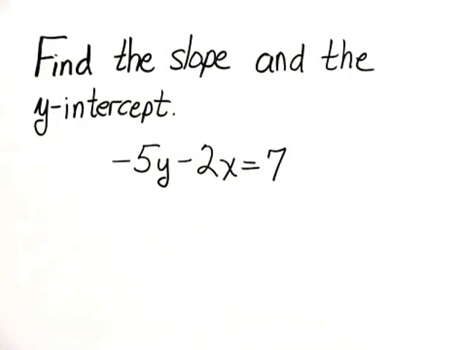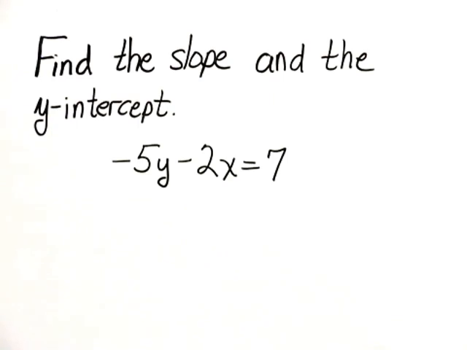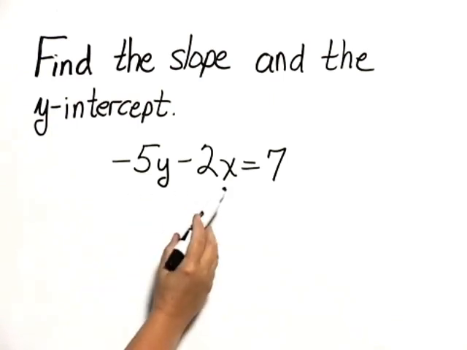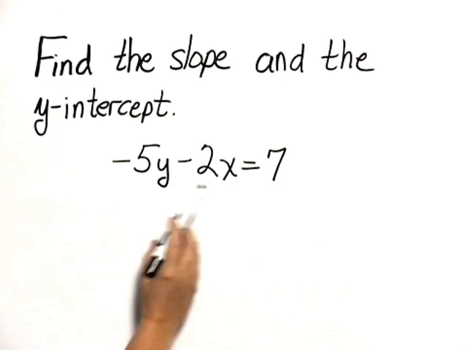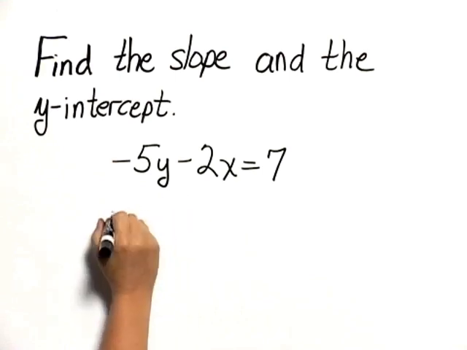Find the slope and the y-intercept. Negative 5y minus 2x equals 7. If we solve this equation for y, we can read the slope and the y-intercept directly from the equation. So let's do that, beginning by adding 2x to both sides.